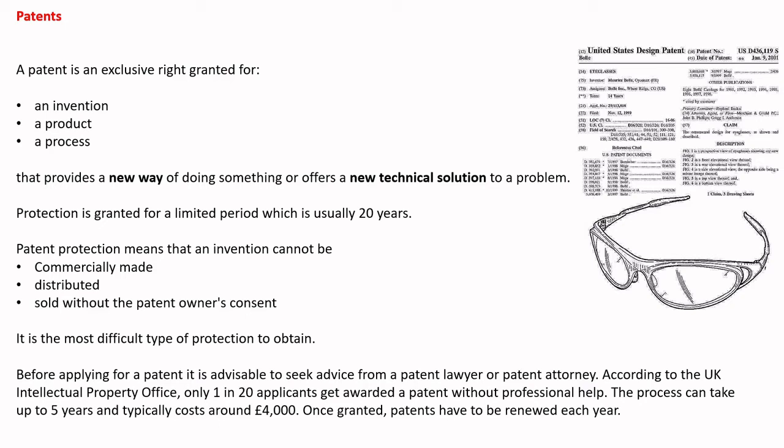According to the UK Intellectual Property Office, only 1 in 20 applicants get awarded a patent without professional help. The process can take up to 5 years and typically costs around £4,000. Once it's been granted, you need to renew it each year, otherwise it will become void.